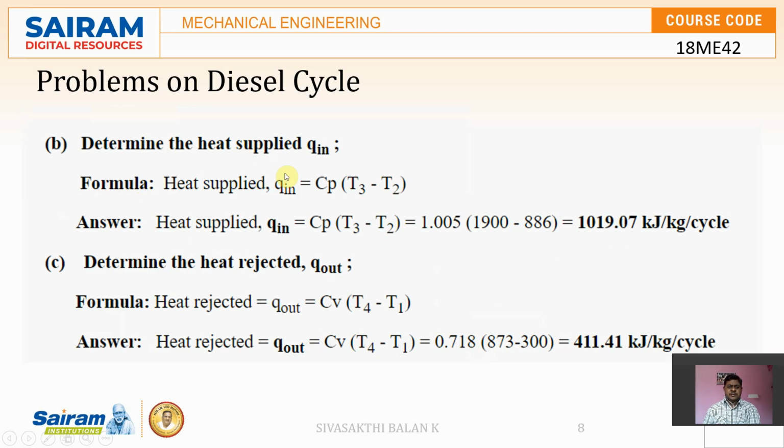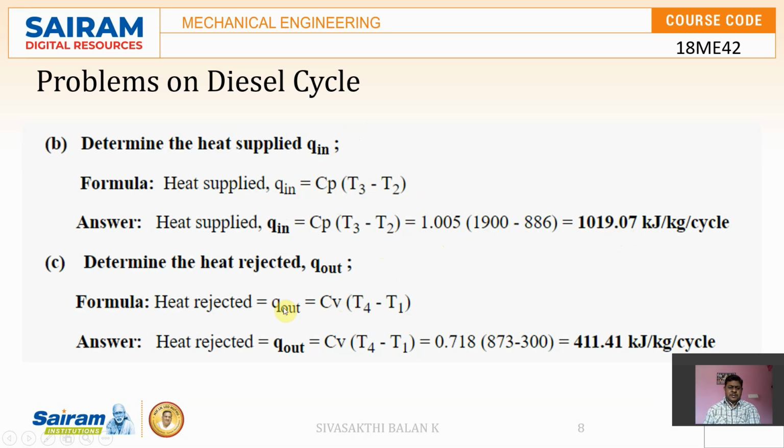So, already we have calculated the temperature and pressure of all the salient points. Now, we are going to calculate the amount of heat supplied into the system. We know that the simple formula is mCp delta T. We have taken Cp because heat is added and pressure remains constant, and we are going to assume mass as 1 kilogram. So, the value of Cp is 1.0005, and T3, T2 all you substitute, you will get the value of heat supplied, that is 1019.07 kilojoules per kilogram, that is for one cycle.